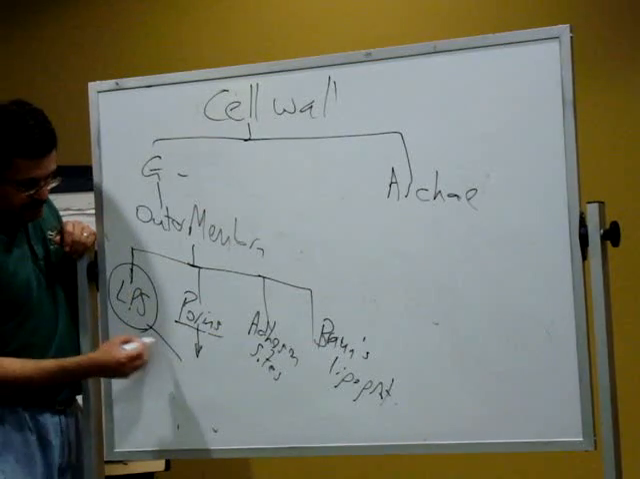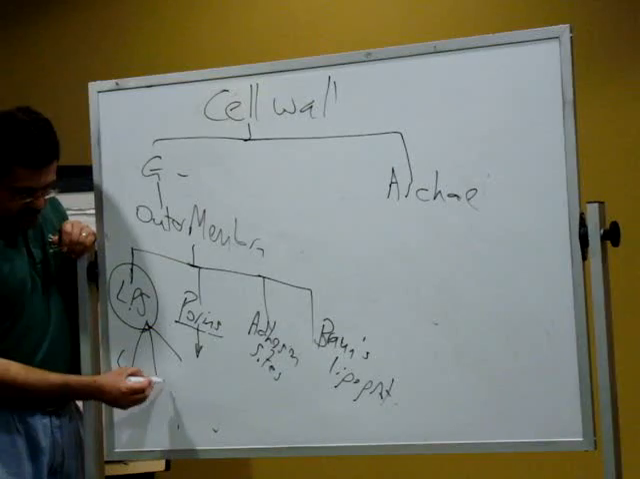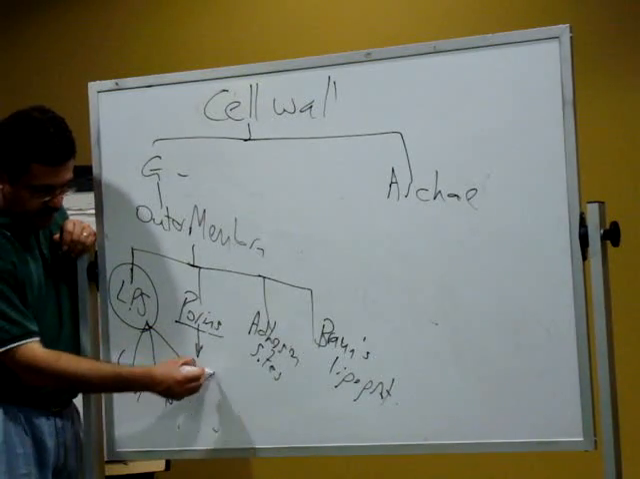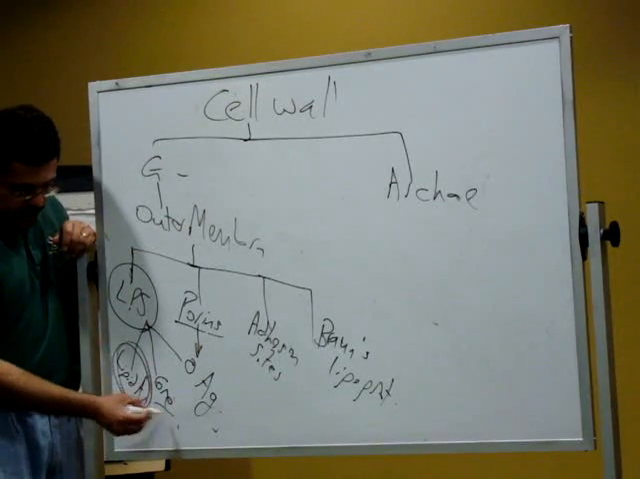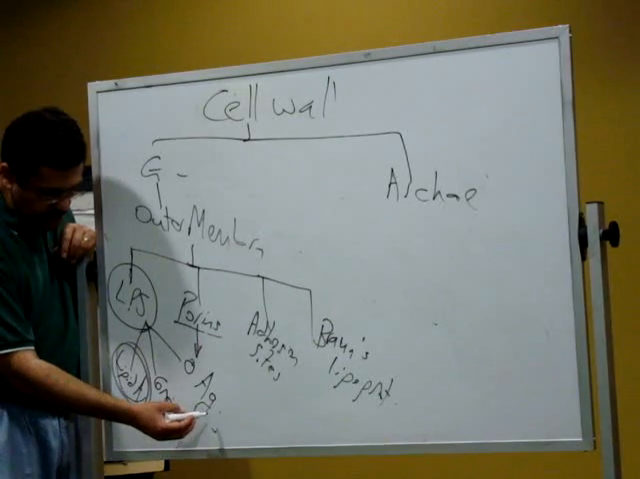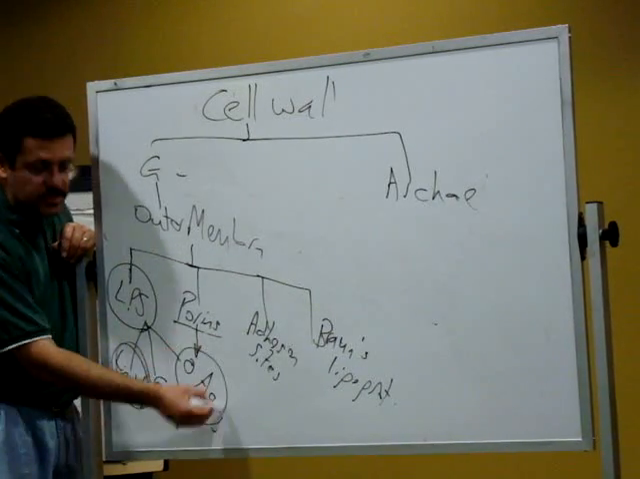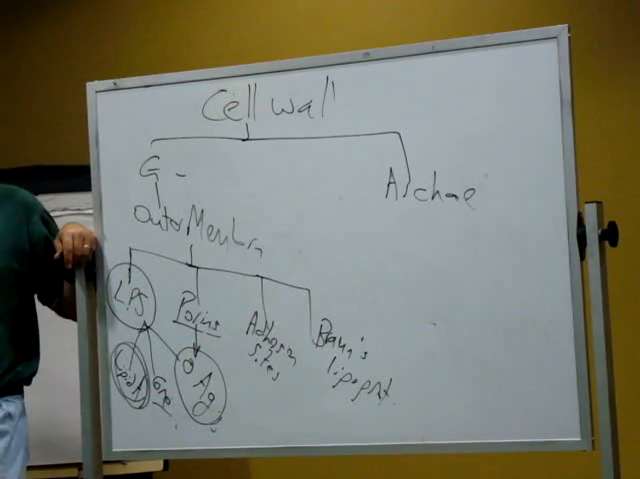LPS itself has 3 parts, right? It has the lipid A, it has the core, and it has the O antigen. The lipid A is the toxic component. The core is boring. There's nothing really interesting about it. The O antigen is the one that changes from one bacterium to another, so it allows it to resist the immune system.